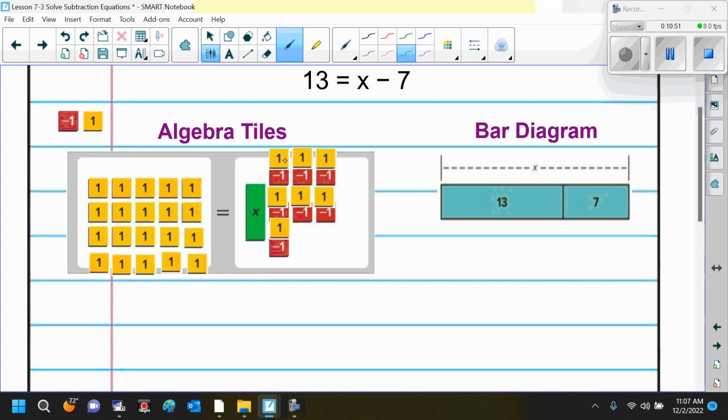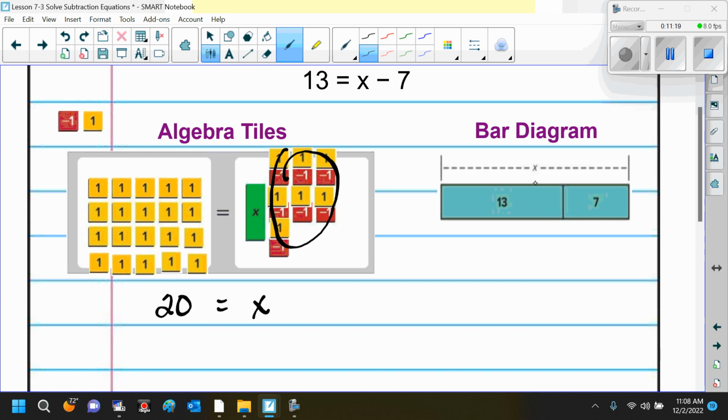So we know that all of these together are equal to 0, right? So on this side, we're left with x. And on this side, what do I have? 20 positive ones, right? So that's going to be x is equal to 20. Has everybody got that? That's how you use your algebra tiles.